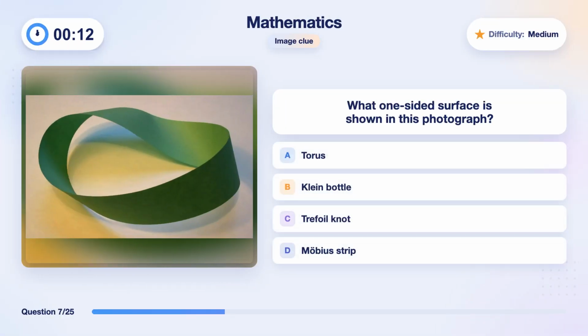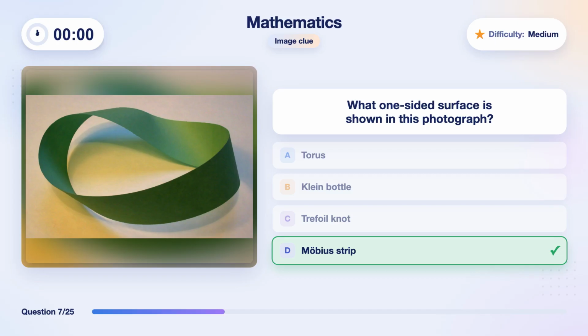What one-sided surface is shown in this photograph? The choices: A. Torus, B. Klein bottle, C. Trefoil knot, D. Mobius strip. Dig deep. The answer is close. Time: 12 seconds. Don't stall. Eyes on the screen. The answer?